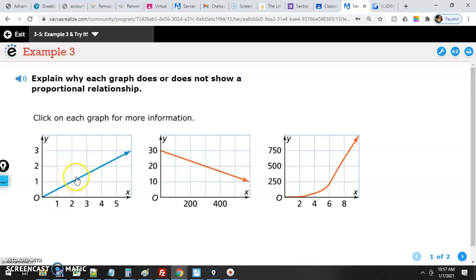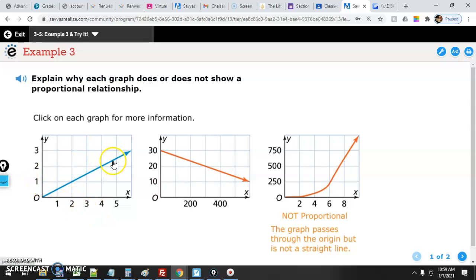Okay, so explain why each graph does or does not show a proportional relationship. Well, what do you think about the first one? Does it? Does it not? It is. A straight line passes through the origin. Second one: not proportional. The graph is straight but does not go through the origin. And the last one: not proportional. The graph passes through the origin but is not a straight line. Okay? So there you have it.